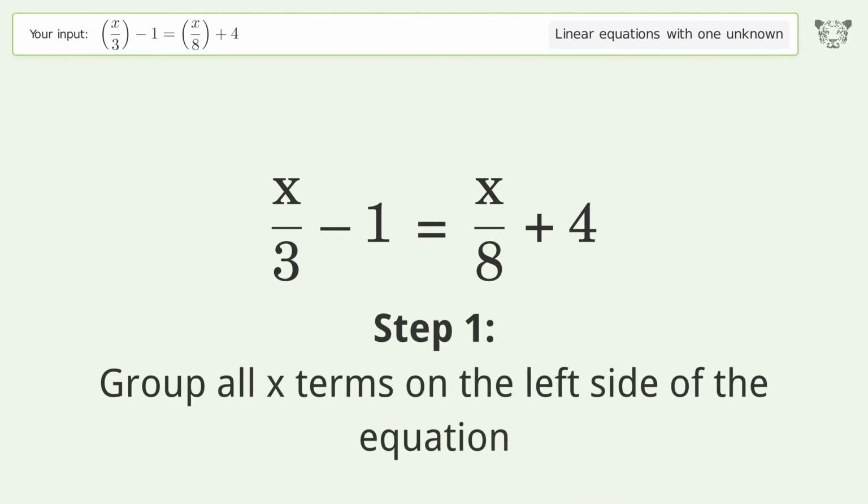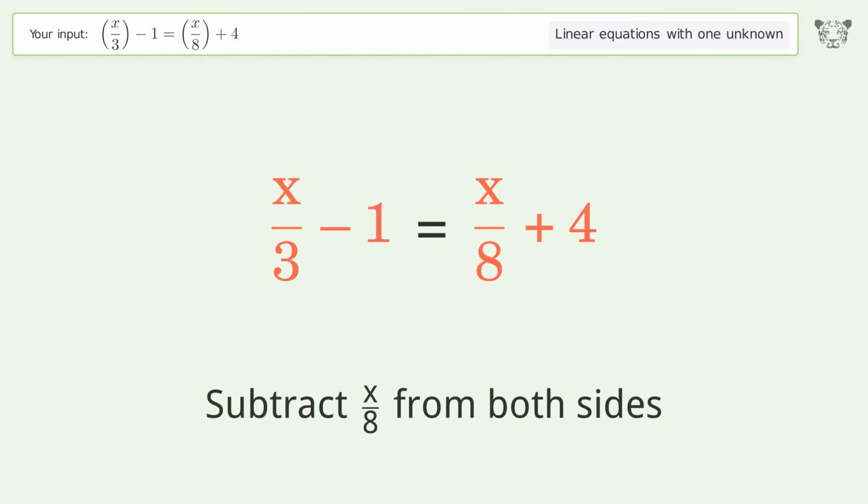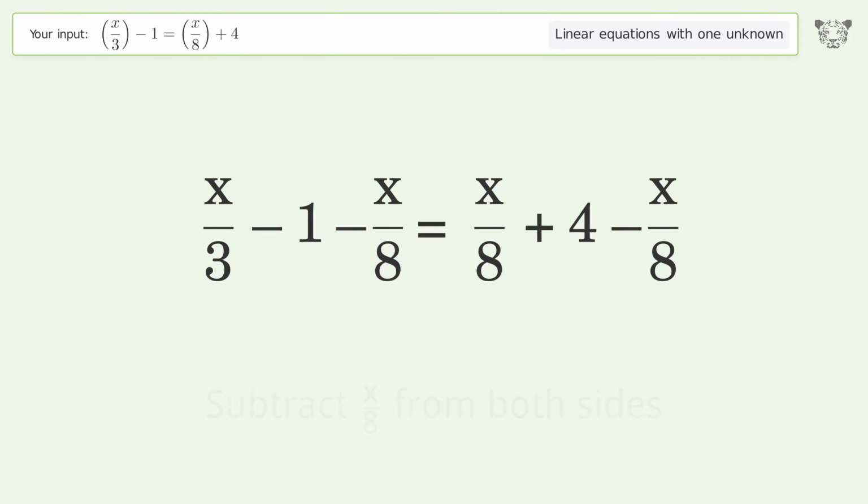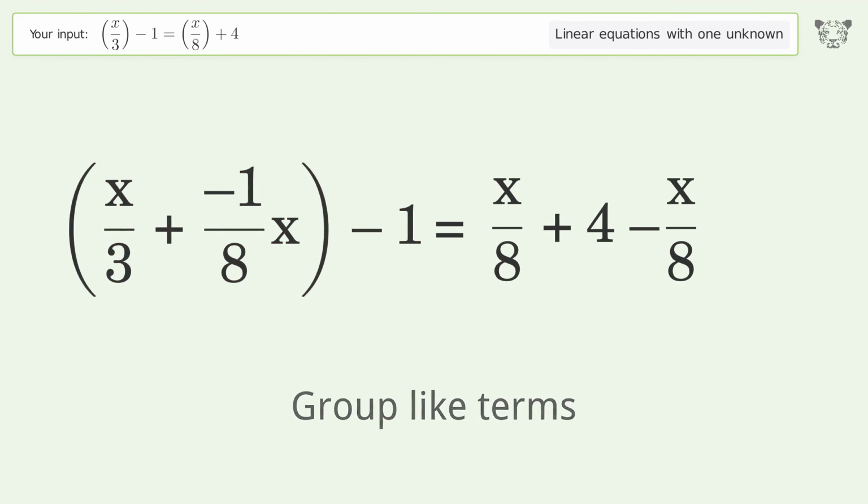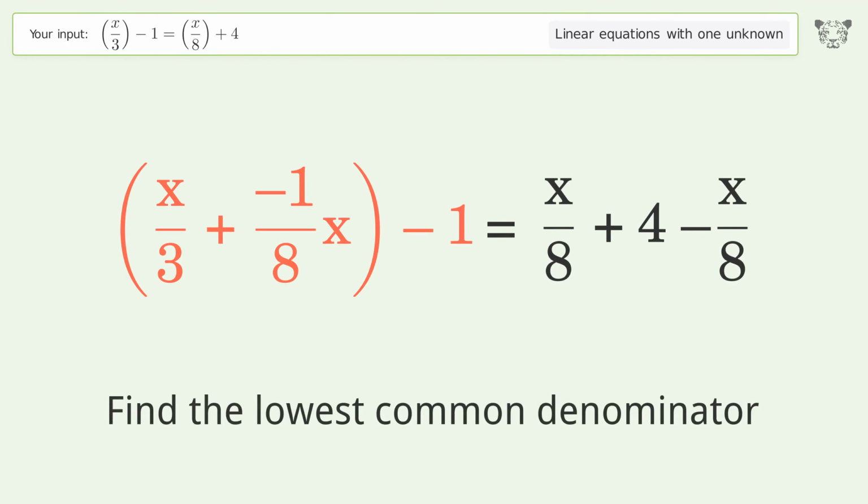Group all x terms on the left side of the equation. Subtract 10 over 8 from both sides. Group like terms. Find the lowest common denominator.